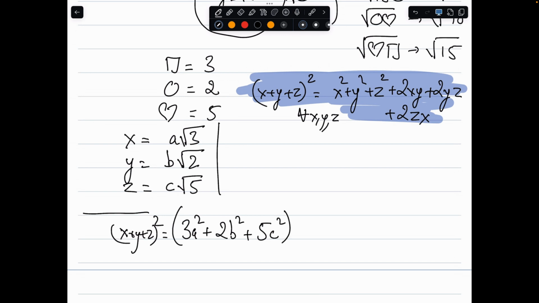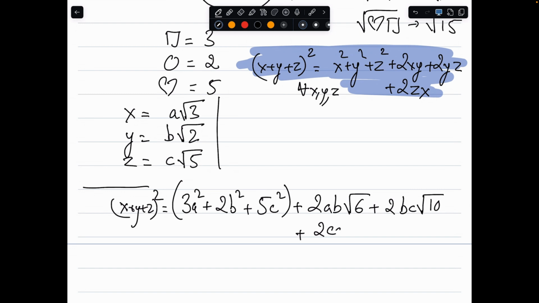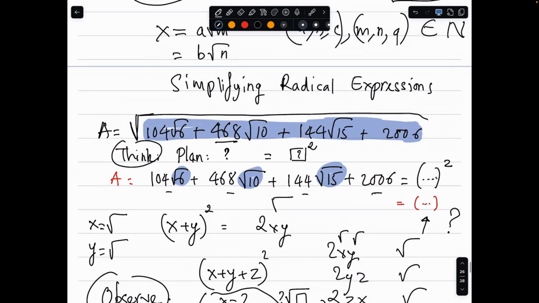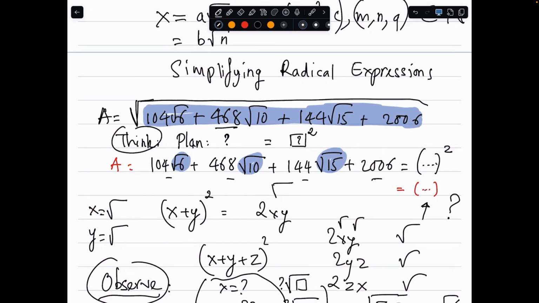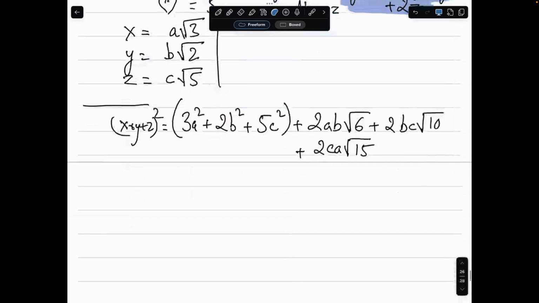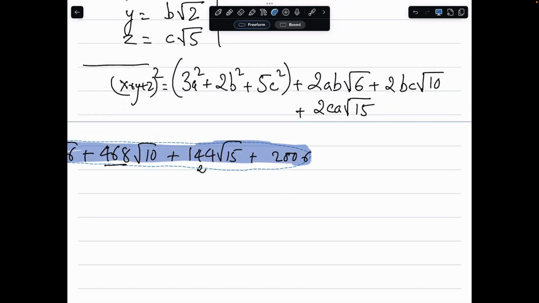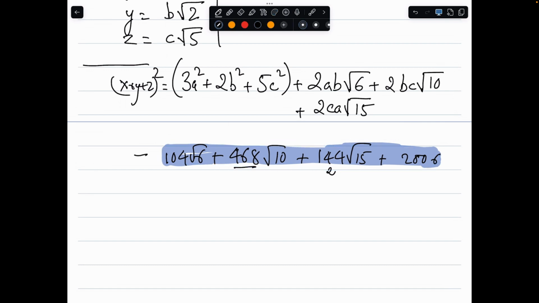Okay, let's group them. Then 2xy is 2ab√6, 2yz is 2bc√10, plus 2zx is 2ca√15. And we want this (x + y + z)² to be everything underneath the square root sign, right? That's why now we say that this is equal to this.